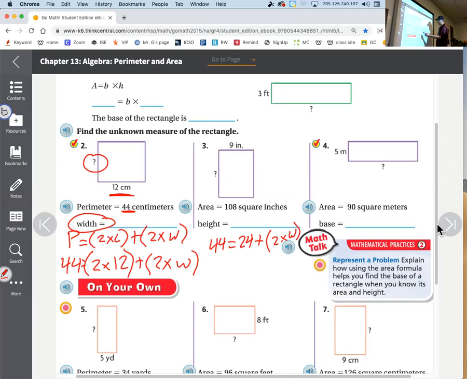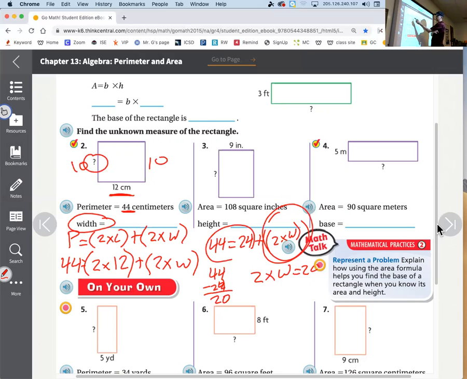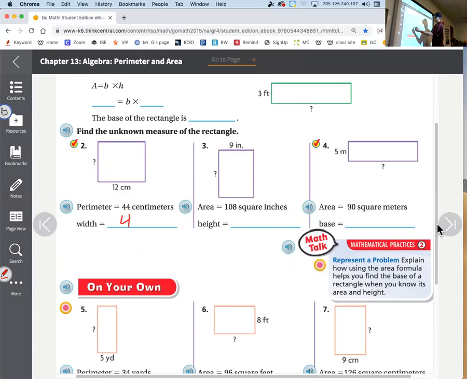Well, now what we've got to do is take this and we can subtract. 44 minus 24 equals 20. So we know that 2 times W equals 20. Well, what times 2 equals 20? It is 10. So you can say this side's 10 and then this side is 10. So we can take all those out. 12 plus 10 plus 10, and we get the measurement of 44.